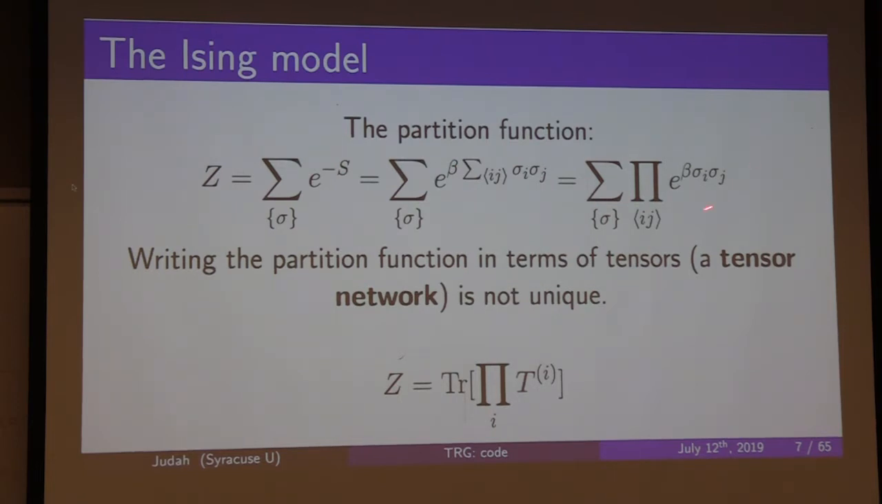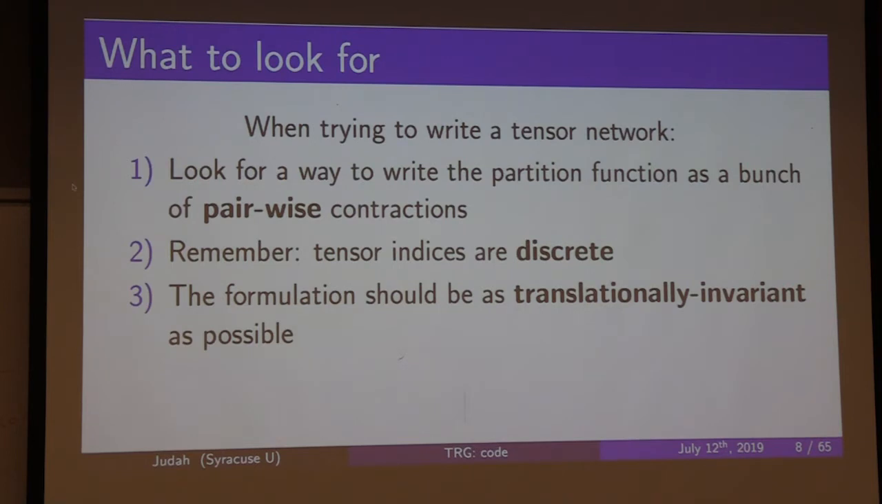You can also think of that as a product of matrices associated with each link on the lattice. We want to turn this product of matrices, which are contracted in this somewhat obscure way where they all share four sums, into a nice pairwise contraction of tensors. We want them pairwise, we want them to be the same everywhere on the lattice, and the tensor indices will be discrete. In this formulation, we won't have any issue with any of this stuff.